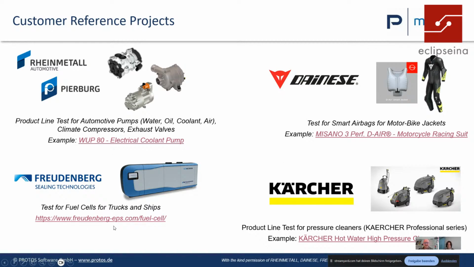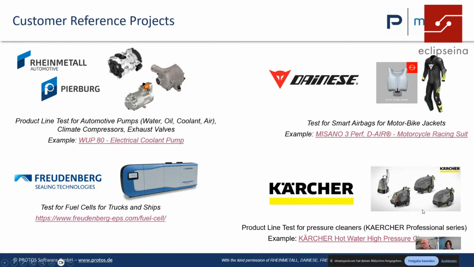Then we have Freudenberg. They have really big systems. The system is 10 meters wide and 2 meters high. It's fuel cells for trucks and ships, and they have thousands of IOs. So obviously they cannot test this directly with the miniHIL hardware, but we're running this because fuel cells are relatively slow. We run this test system on a PC with real-time Linux or so, and have many CAN adapters to test all the IOs. So we are talking about a couple of thousand IOs there.